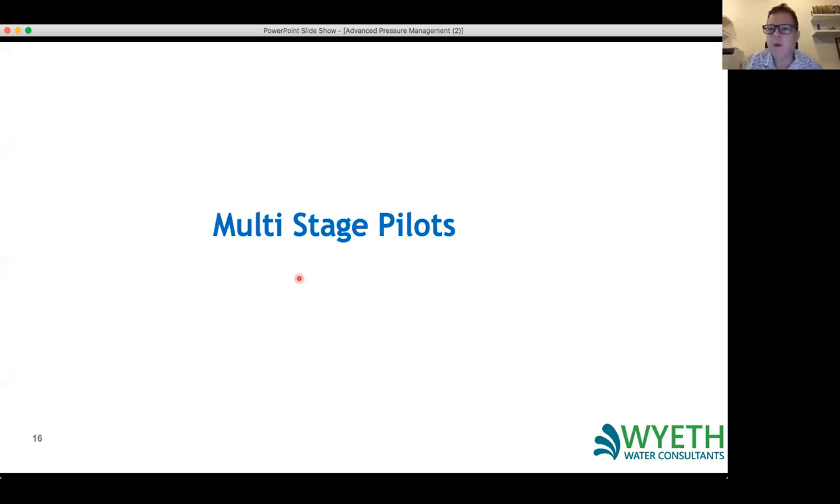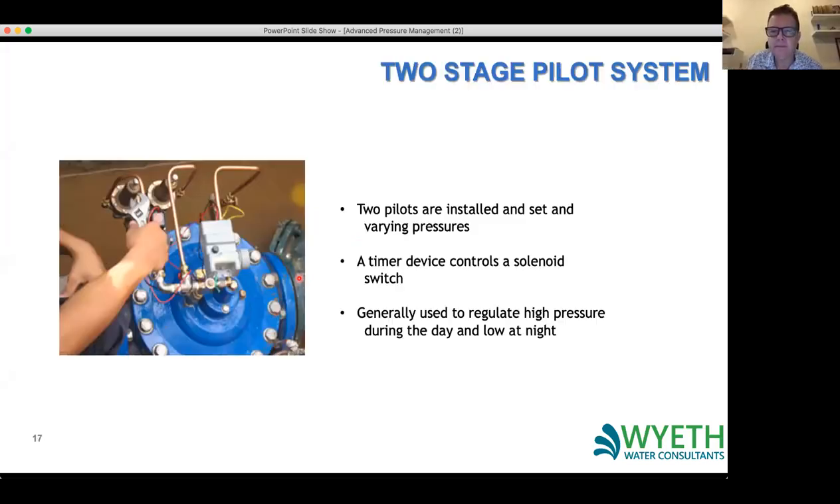So the first one is what we would call multi-stage pilots. If you remember when I was describing the basic PRV, I said we had a pilot with a spring inside, and we can set the pressure that we want the PRV to control at. So it's very common to have a two-stage pilot, where we have two pilots, one for high pressure and one for low pressure.